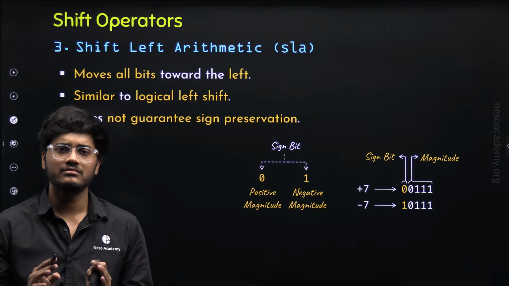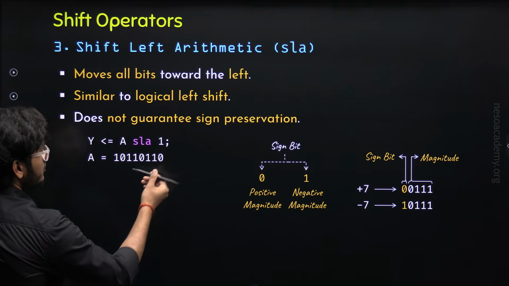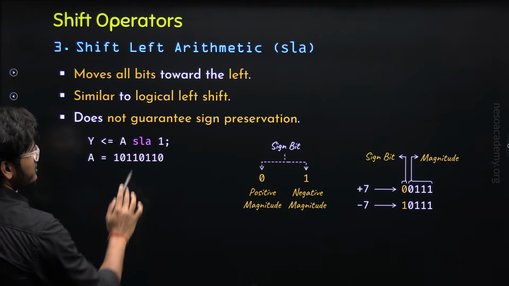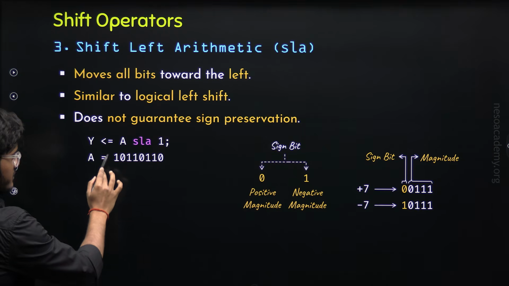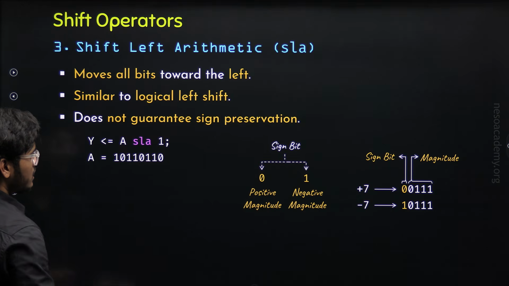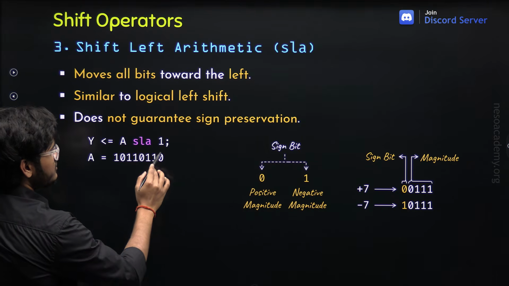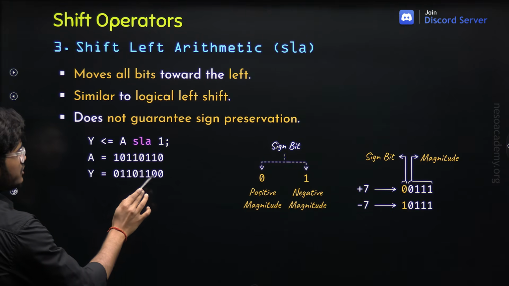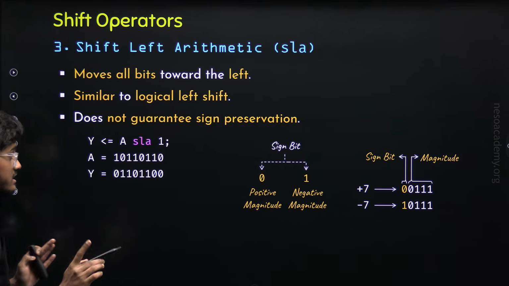Let's understand this using an example. Consider the same signal A. Now I want to shift this vector to the left by 1 bit using the SLA operator. The SLA operation is exactly similar to logical left shift. Here the MSB is 1, which means this number is negative. Now let's perform the SLA operation. Shift the vector to the left by 1 place, remove this MSB and add an extra 0 on the right side. Now the output will be 0, 1, 1, 0, 1, 1, 0, 0. In this case, the MSB is 0, which means now this number is positive.